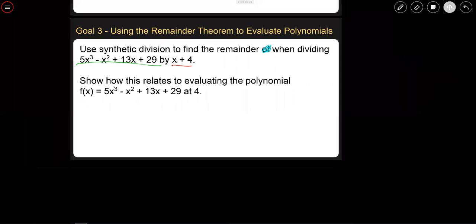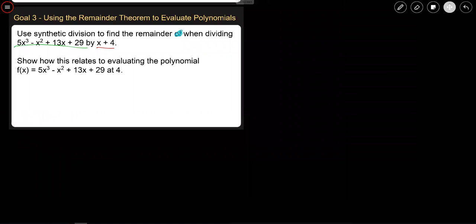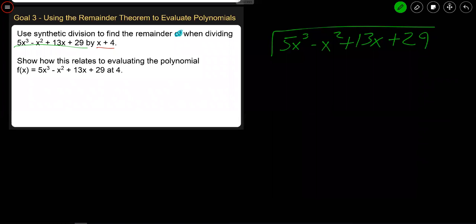I'm going to zoom out for this part. So I'm going to do synthetic division. 5x to the third minus x squared plus 13x plus 29. I set it up like long division just to make sure all my place values are in order. I'm not missing any exponents this time, so I'm good to go. And I'm going to put x plus 4 right there. So remember, x plus 4 is just another way of saying my x minus k value. So that means that if I were to pull the k value out, my k would equal -4.